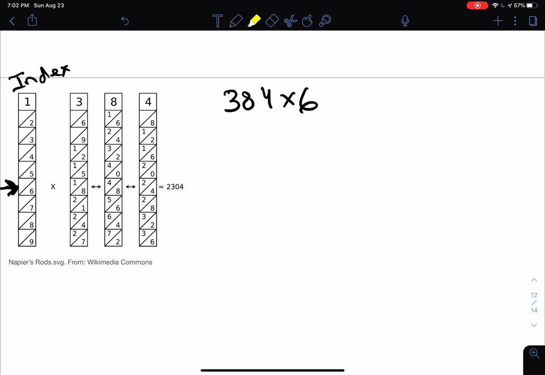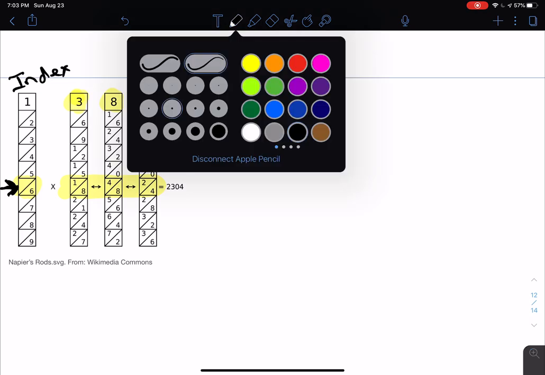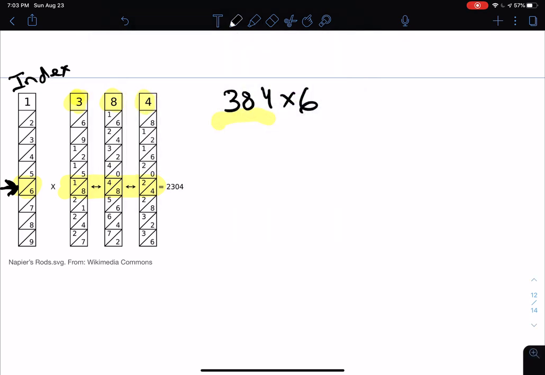Actually, let me see about using the highlighter. So they're focusing in on the 6. And then notice that they've taken the 3, 8, and 4 rods and lined those up for the 384. And then right next to the 6, they have the numbers they want to use. But this is really like the galley method.